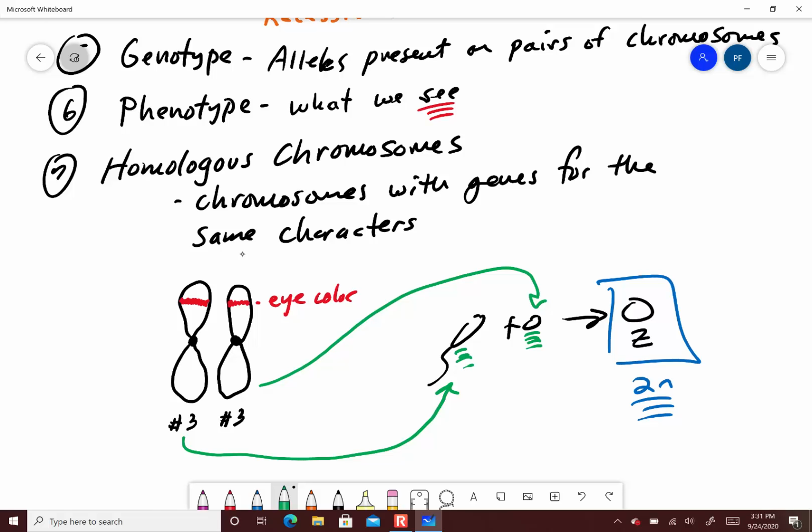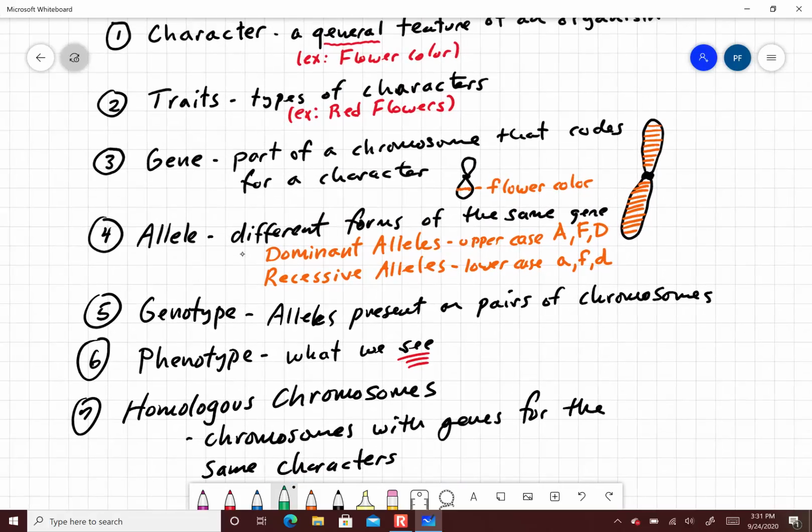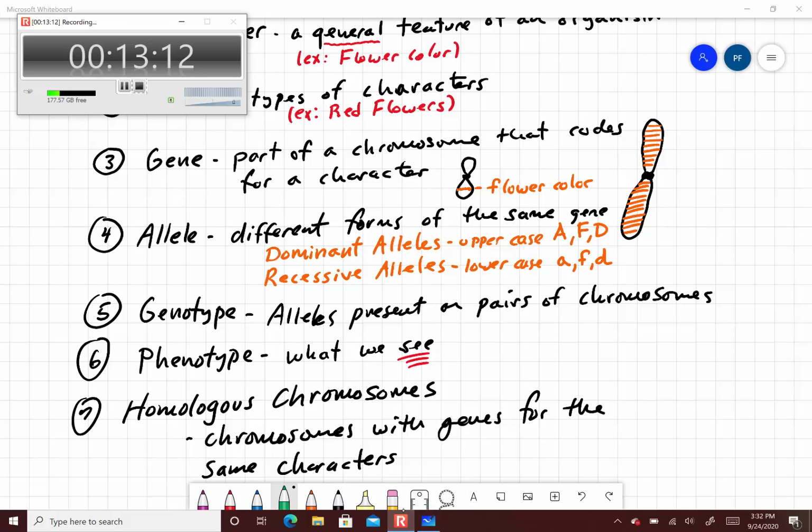All right, so we'll use the terminology, especially when we get into working genetics and inheritance problems. So it's really important to know these definitions.